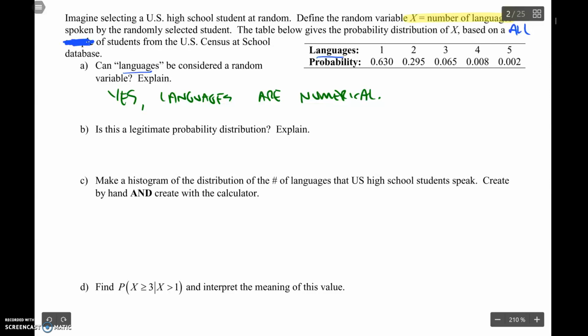To find that out, I guess we would add up all these probabilities and see if they add up to 1. I'm not going to do it. I think if you add them up, they do add up to 1. So we'll say yes, probabilities sum to 1.00 or 100%. So it's legit.